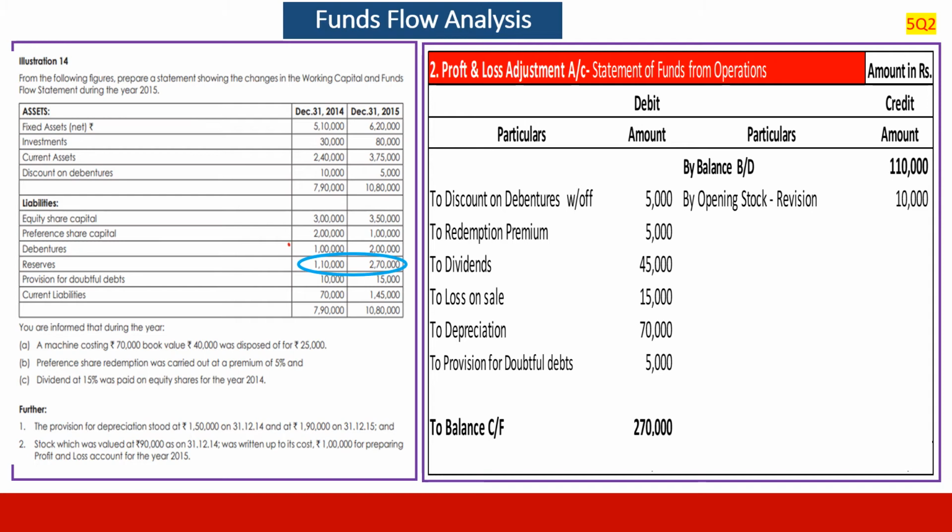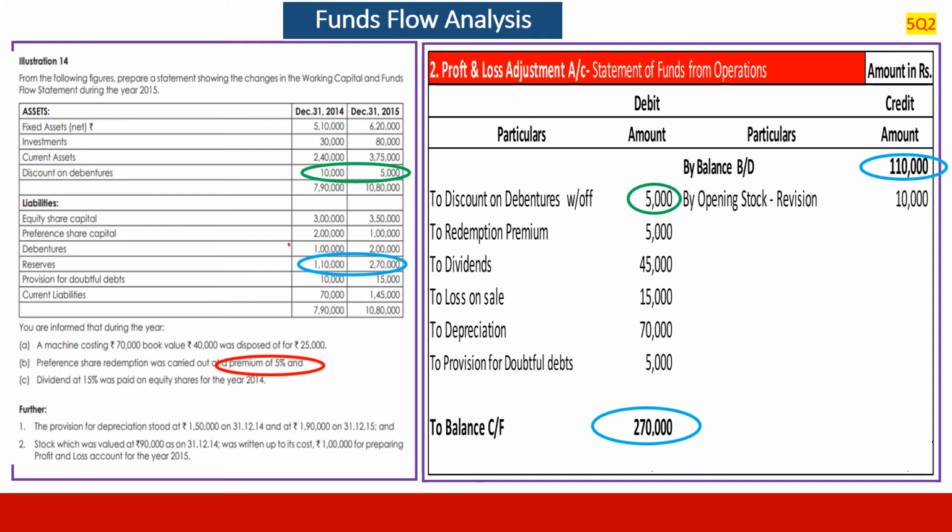It is given as reserves, the opening balance of profit and loss account 1,10,000 and 2,70,000. We post it there. Then discount on debentures, it has been written off from 10,000 to 5,000. It is a non-cash expense. We post it here.